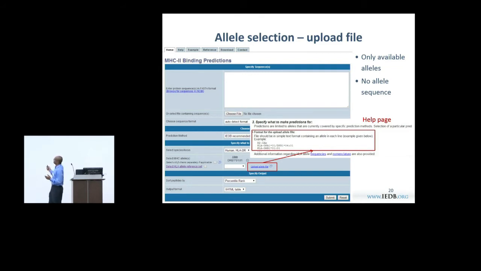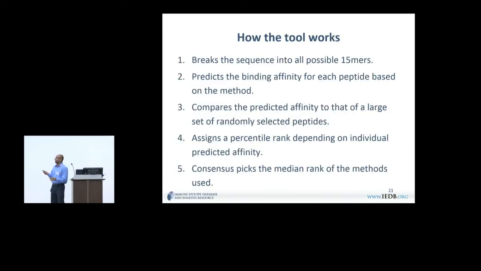Secondly, at this point, you cannot upload the allele sequence. You need to enter the allele name. We cannot accept the allele sequence, the protein sequence, as of now. We may include that feature in the future. And thirdly, you have to follow the specific format for mentioning the allele names. More details are given at the help page. So just follow the specific format, and please make sure that these alleles are available.